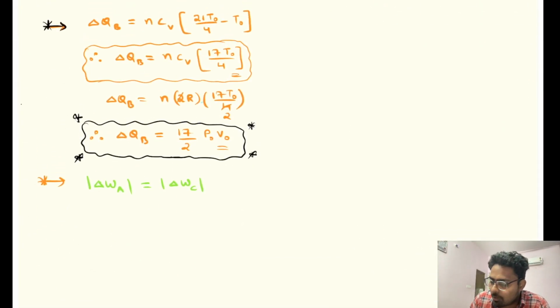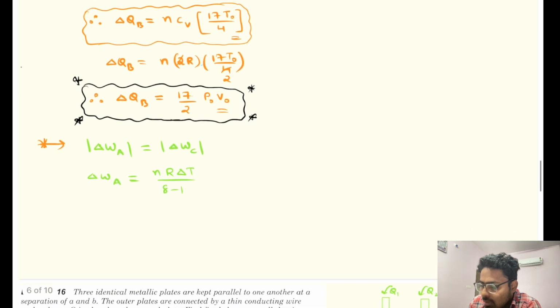So therefore mod of delta WA will be equal to, basically as I already said, work done in compartment A will be positive, but work done in compartment C will be negative, right? Actually the formula is nR delta T by 1 minus gamma, but here simply I'll write it as it is, and we have to multiply it with minus 1. So therefore nR delta T by gamma minus 1. Simply done, right? So what is delta T?